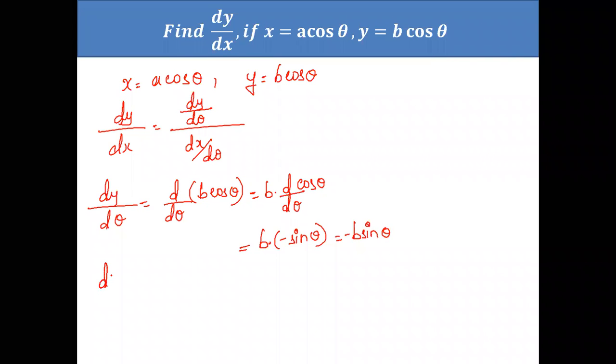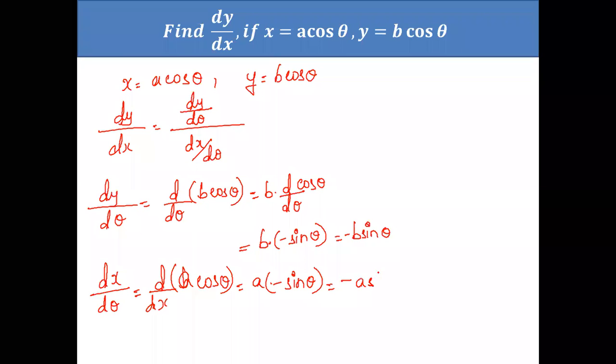Okay, then you find what is dx by d theta. It is d by d theta of a cos theta. Again, a is a constant. A into, what is the derivative of cos theta? I'll be skipping certain steps. What is the derivative of cos theta? Again, it is minus sin theta. So you'll be getting minus a sin theta.